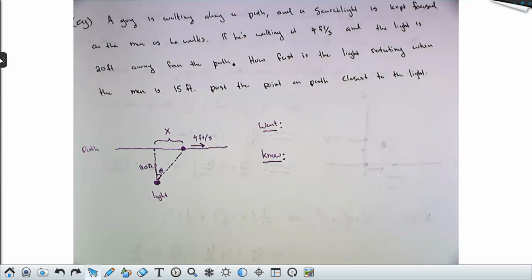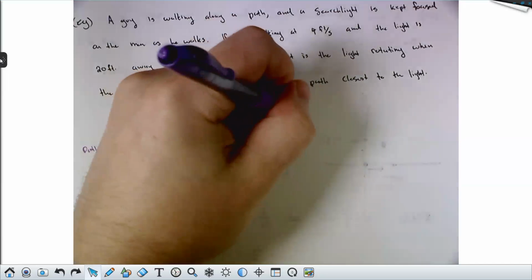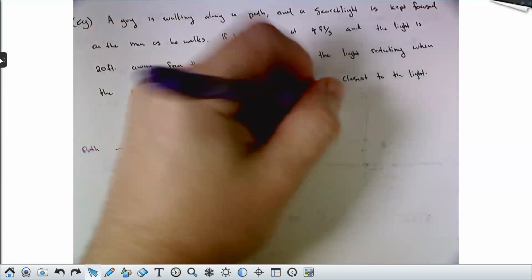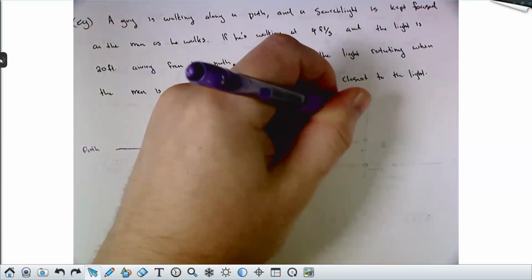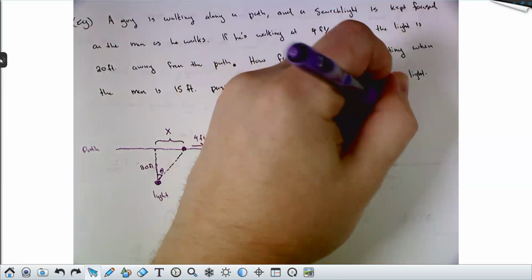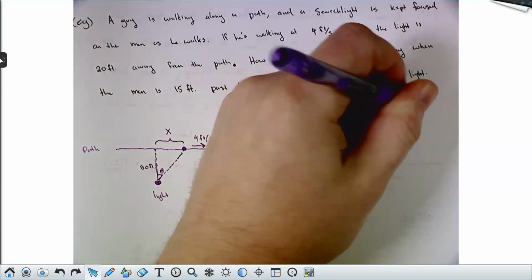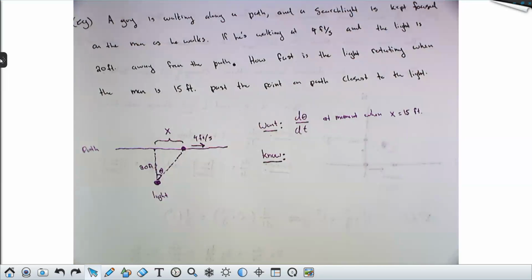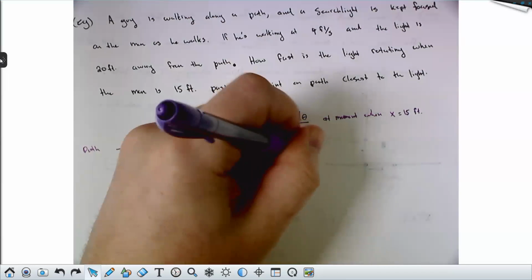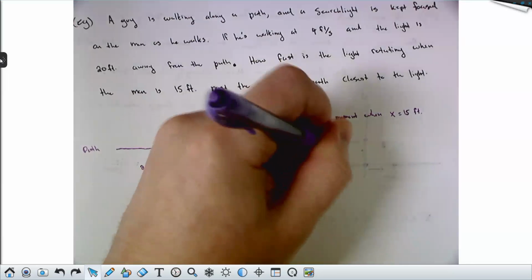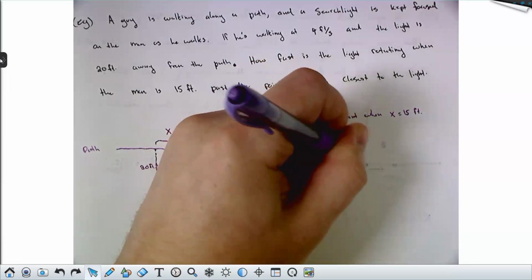Sarah, I'll flash that back up after we finish this. So let's, I want to keep this cohesive. I think we want d theta over dt. Exactly. How fast is that light rotating? That's how fast is that angle changing. And I want this at the moment when X is 15 feet, right? What do I know? We know dx dt is equal to 4. Very good. dx dt is 4, and the units here are feet per second.